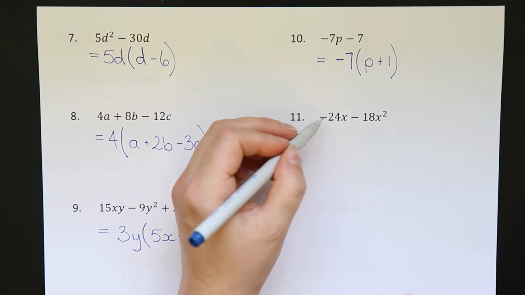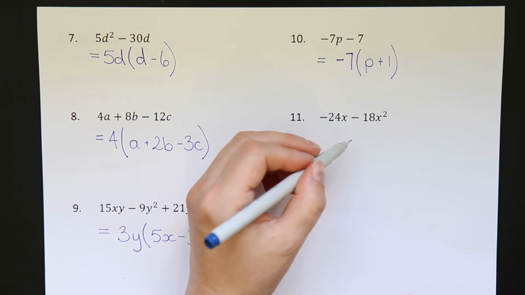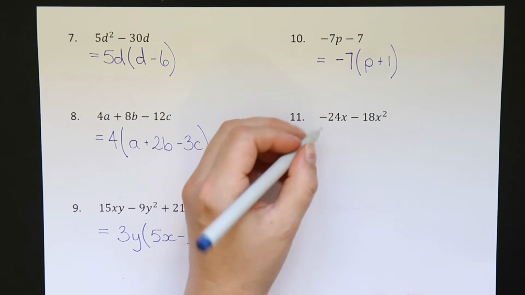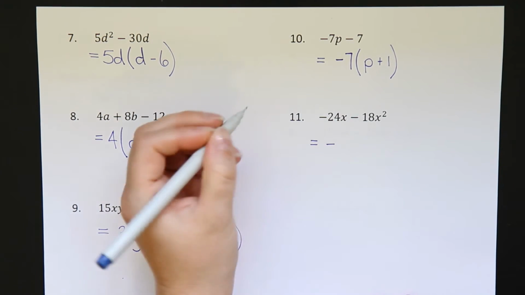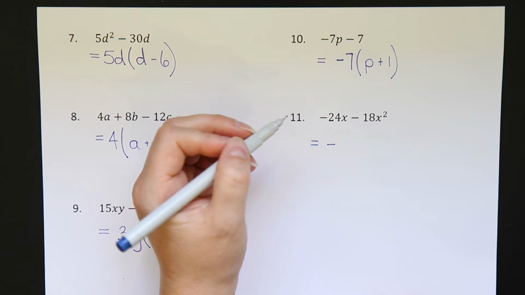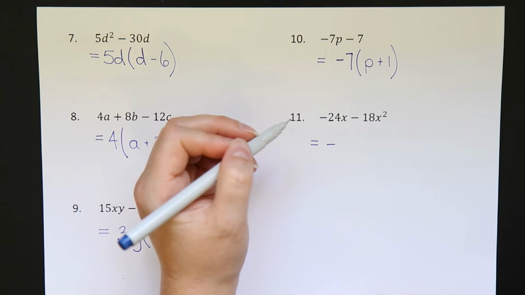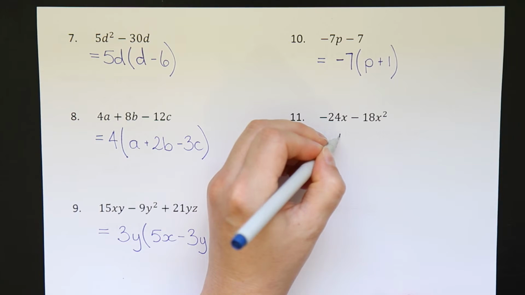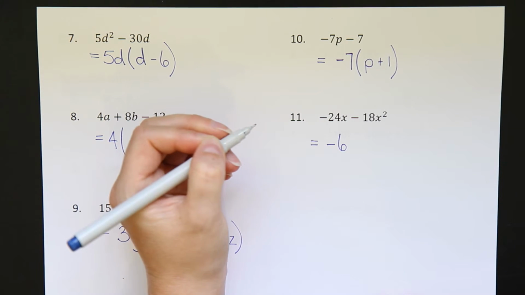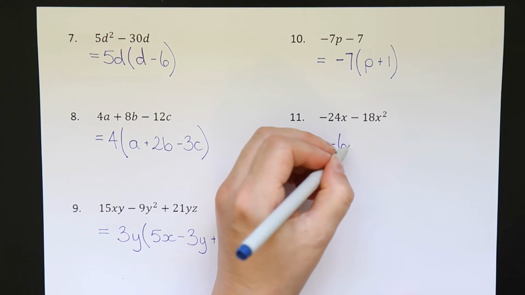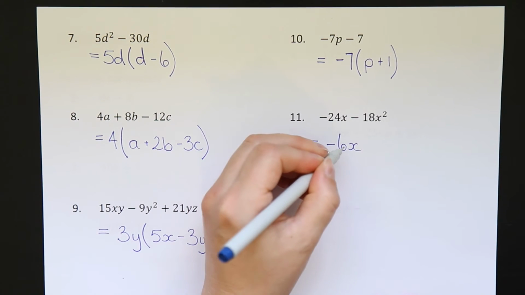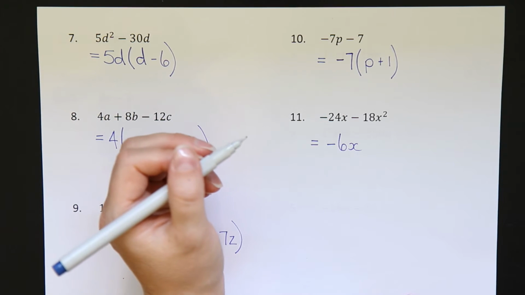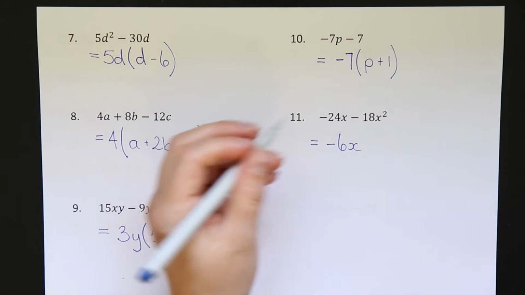Question 11. Minus 24x minus 18x squared. There's a minus in each of them, so that's a factor. 24 and 18. Let's see, 6 is the highest number that I can take out of both of those. And there is also an x. So a minus, a 6 and an x, all 3 factors come out the front.